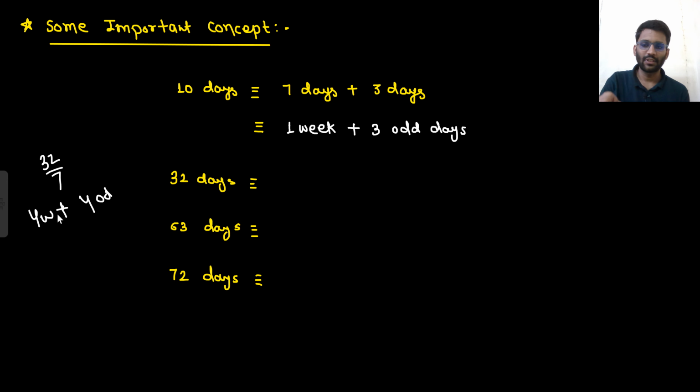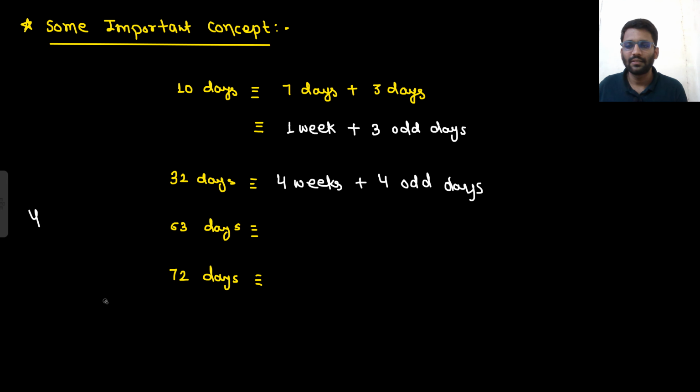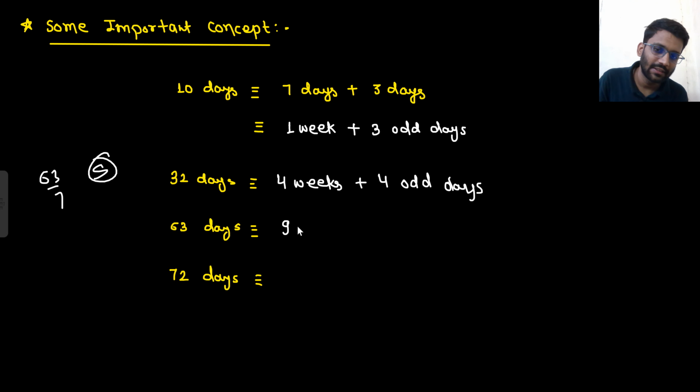32 by 7. 7 4s are 28. 4 remaining. So 4 weeks plus 4 odd days. What about 63? Divide 63 by 7. 63 by 7 would be what? 9. So simply 9 weeks and 0 odd day.